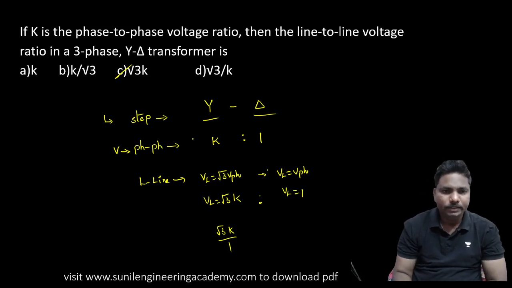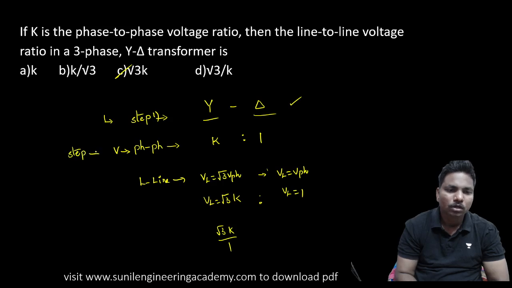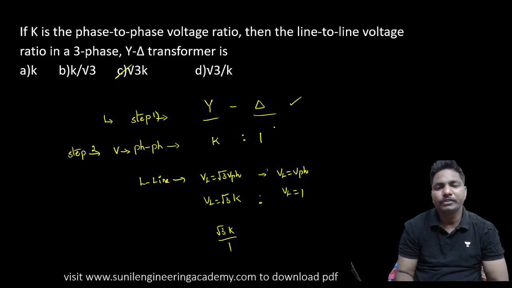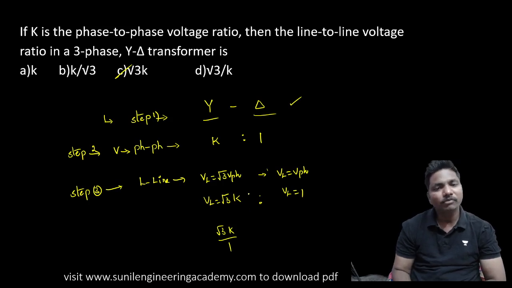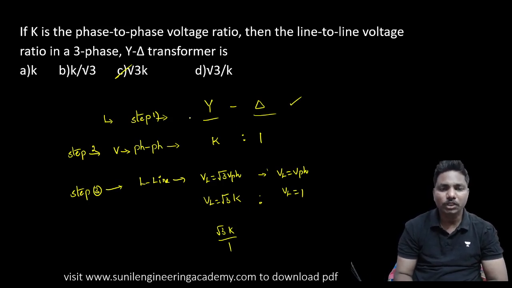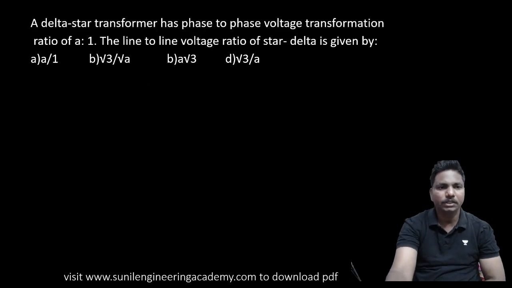Once again guys, whatever the transformer they have given, note it as the first point, step 1. Step 2, note down the phase to phase ratio. Step 3, convert into line values. If they are asking delta to star, reverse it, then you will get the answer. So let us take that type of question also.